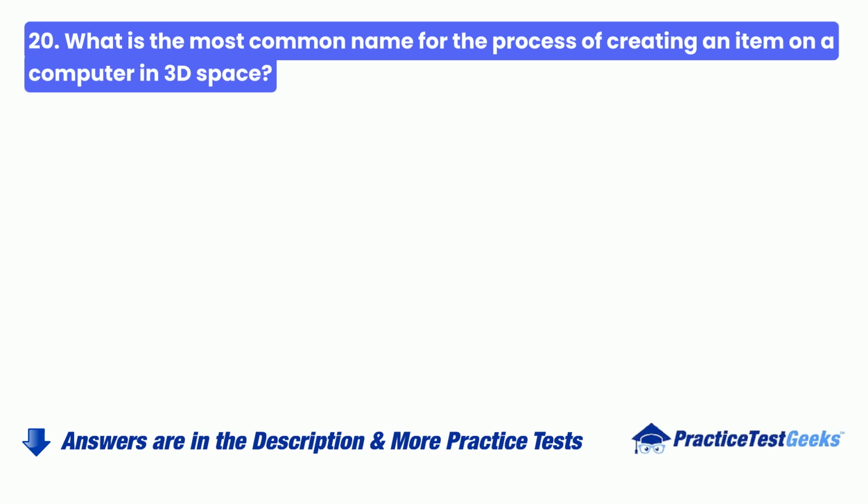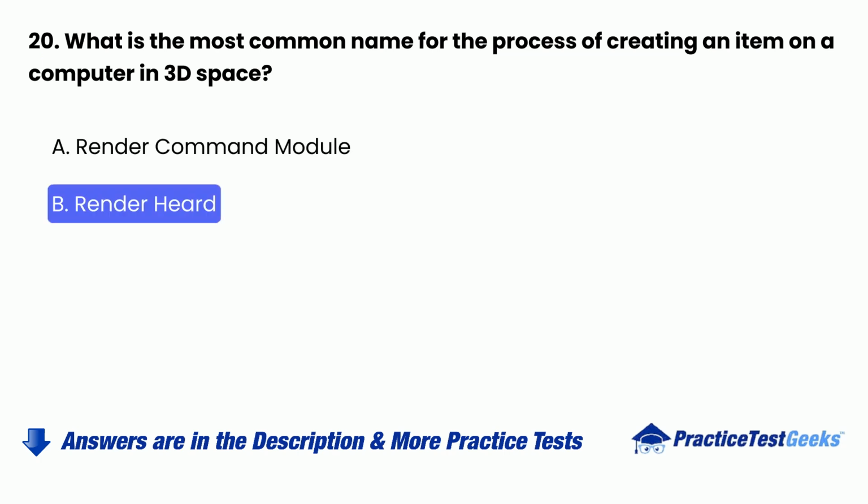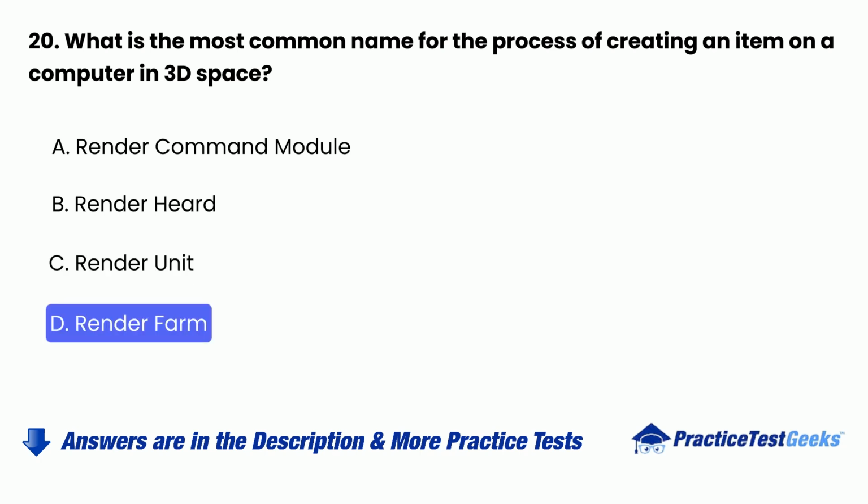What is the most common name for the process of creating an item on a computer in 3D space? A. Surfacing, B. Modeling, C. 3D drawing, D. Sculpting.